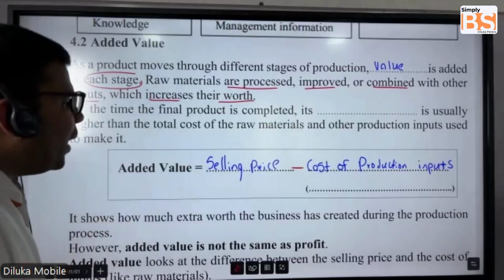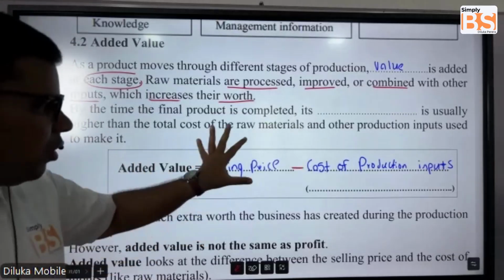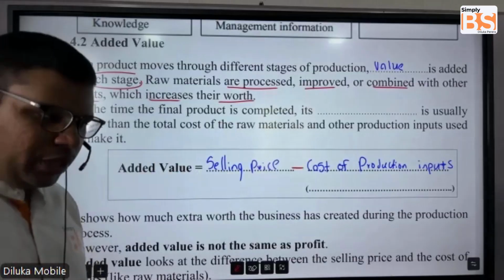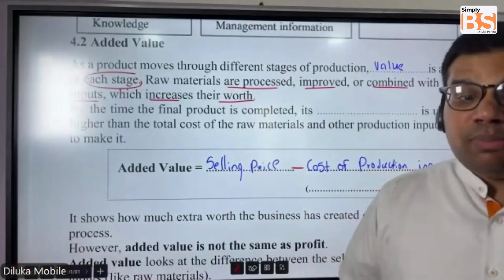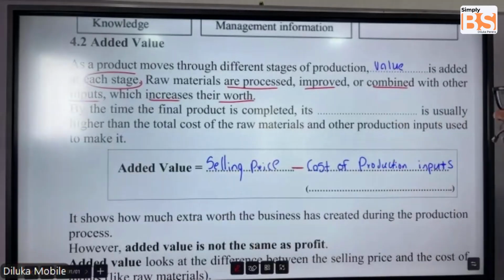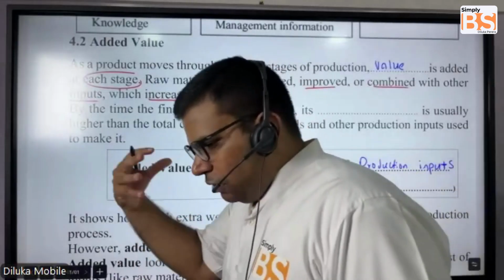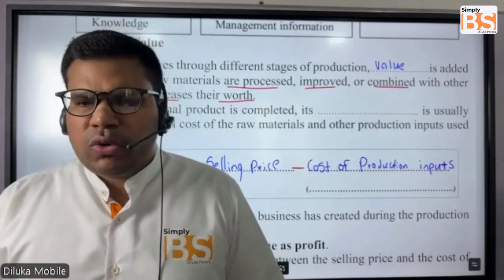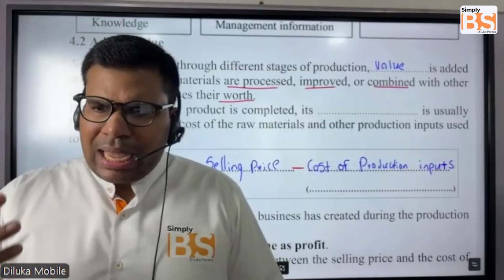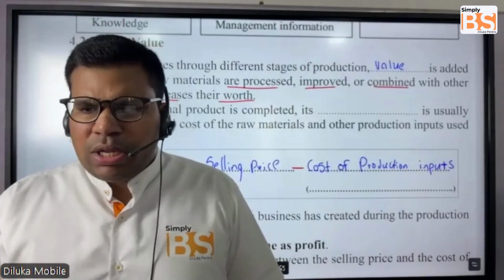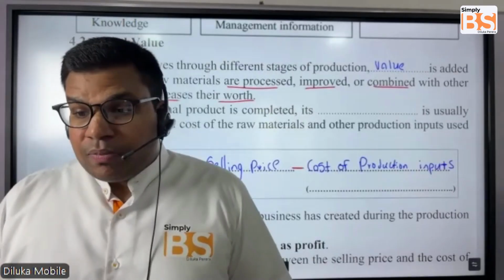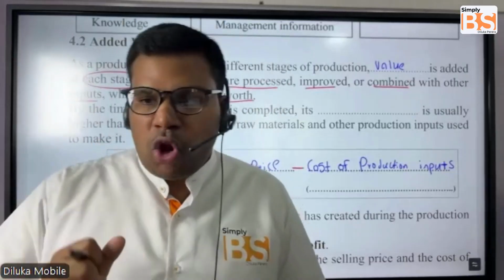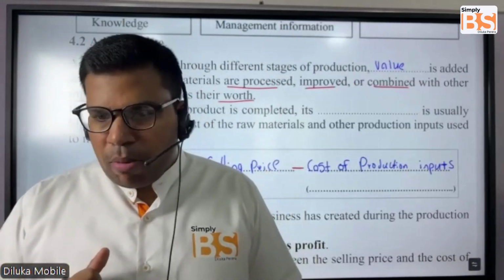Added value: from the selling price, you have to subtract the cost of production inputs. Because you know now different types of inputs we will be using: land, labor, capital, entrepreneurship, information, time, knowledge. Likewise, we will be using different types of production inputs, the inputs that are very specifically used for your production.